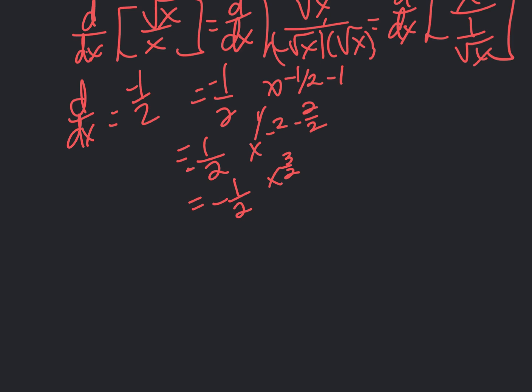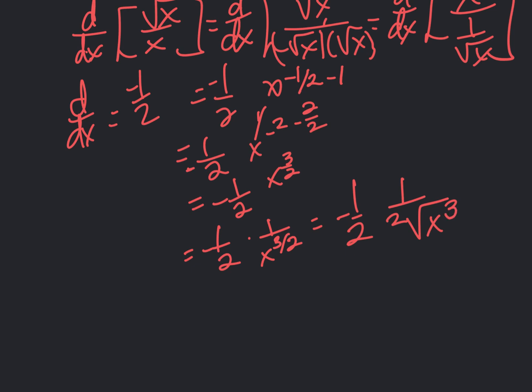Continuing, we will come up with negative 1/2. So 1 x to the 3 over 2 equals a negative 1/2 and a 1, 2 over x cubed. These will be your derivatives right here.